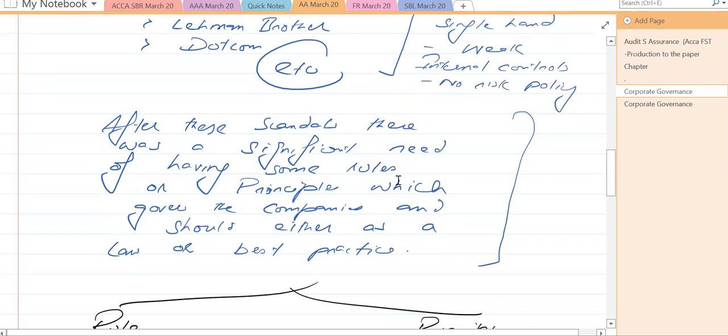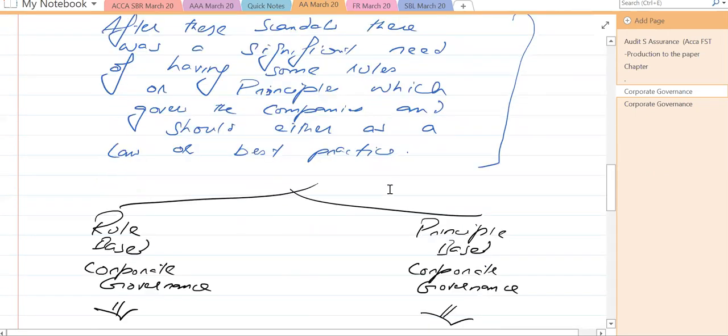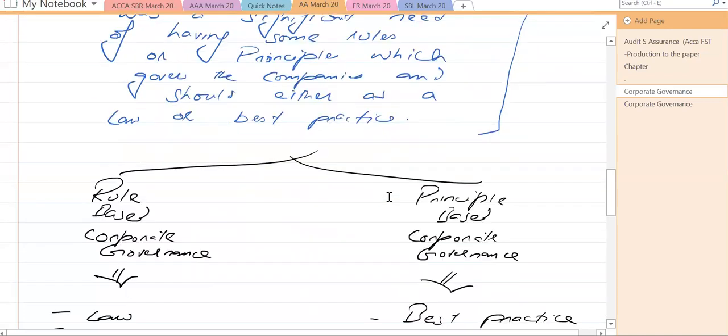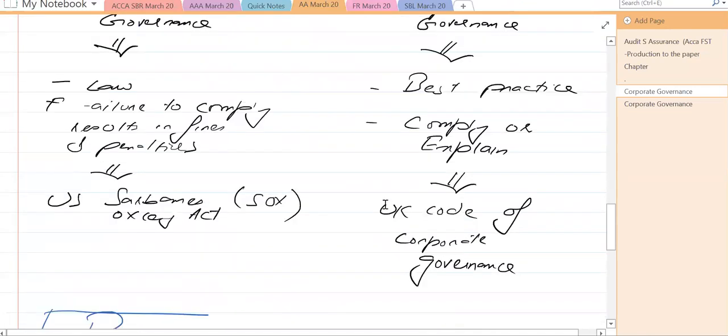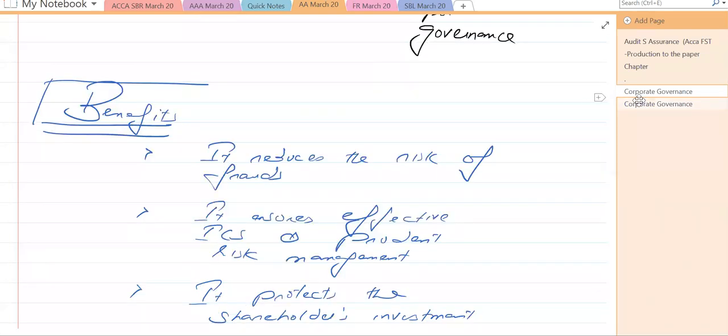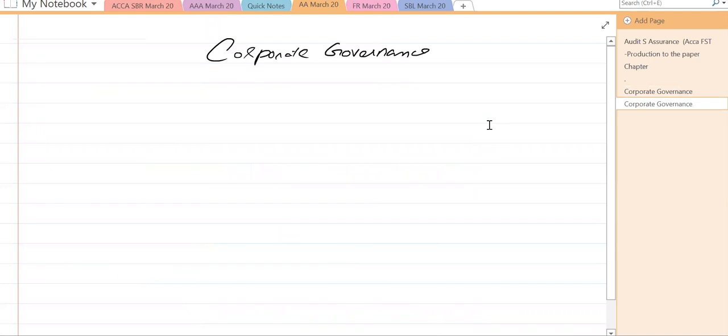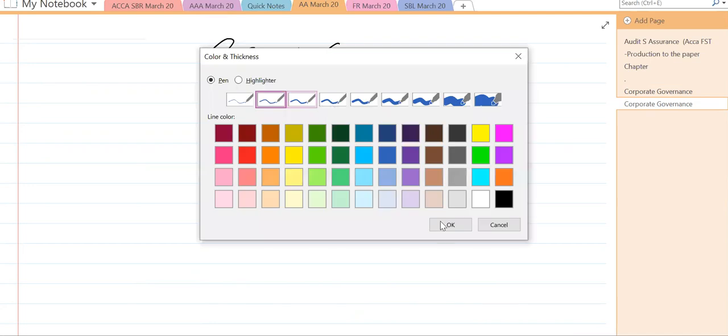The objective of corporate governance was to bring transparency and accountability, to make sure the investment of the shareholders is protected, to safeguard the assets of the company, to ensure effective internal controls and prudent risk management, and to reduce the chances of fraud. There are two approaches: the rule-based approach, which is the law, such as Sarbanes-Oxley, and the principle-based approach, which is best practice, in which you have to comply or explain. This is what we did in the last lecture. Now today we are stepping ahead and will be discussing further topics.